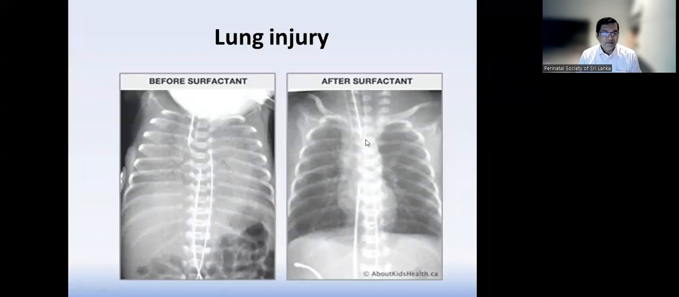And this is after surfactant. What has happened? Now the alveoli are open. That's the magic of surfactant. It has opened fully. And if you actually look, it's overexpanded. The diaphragmatic domes are flat, and you can count the number of spaces. So it's slightly overexpanded, and this is damaging.